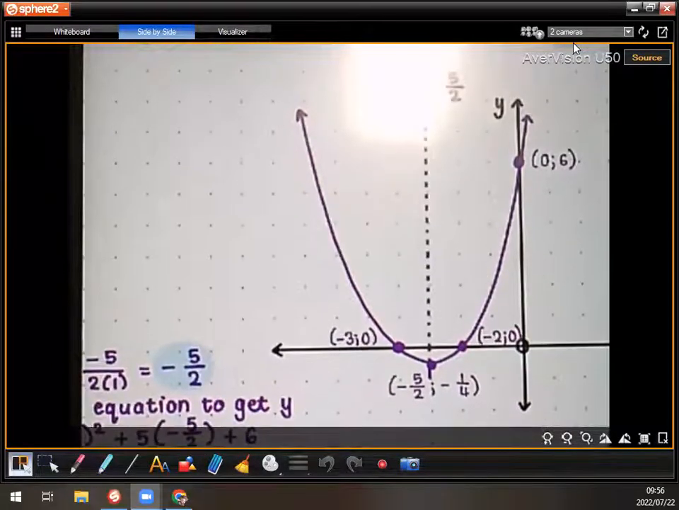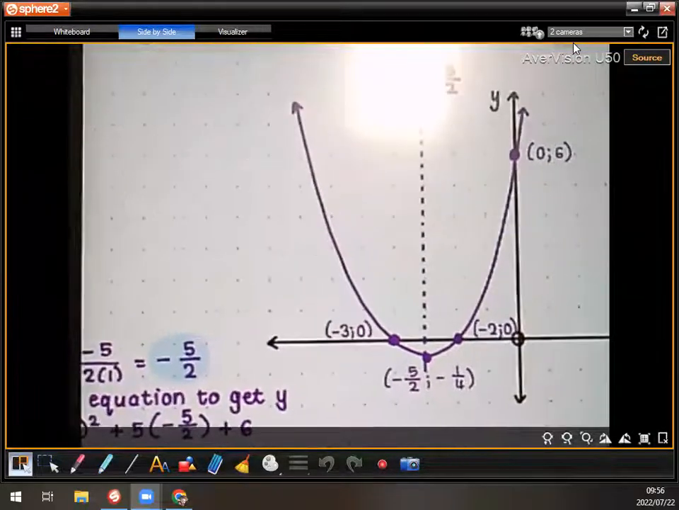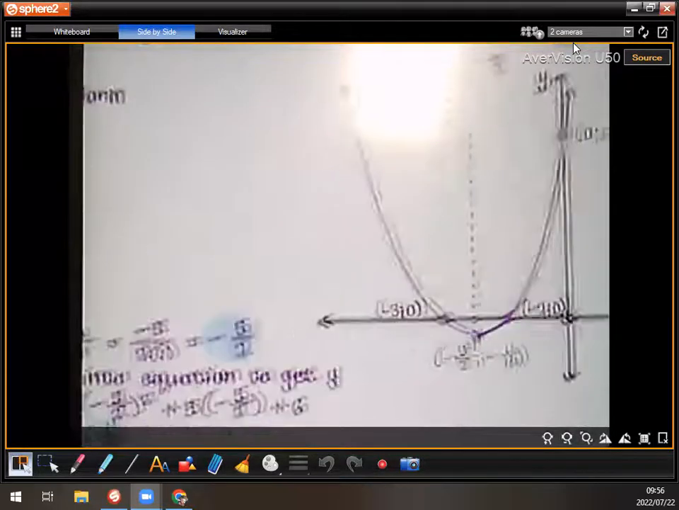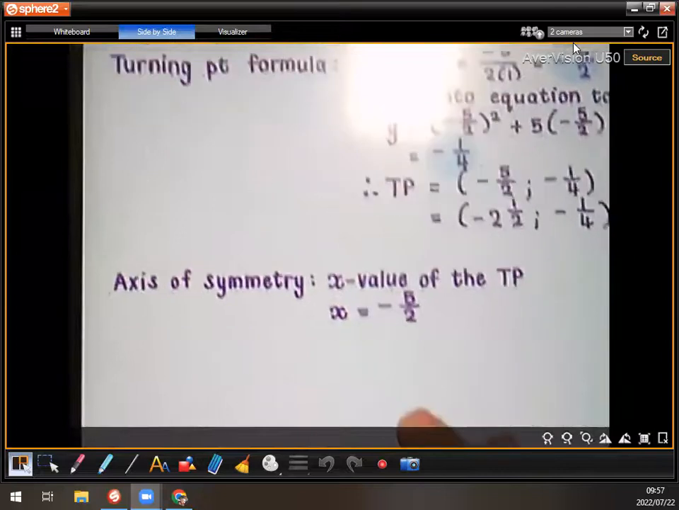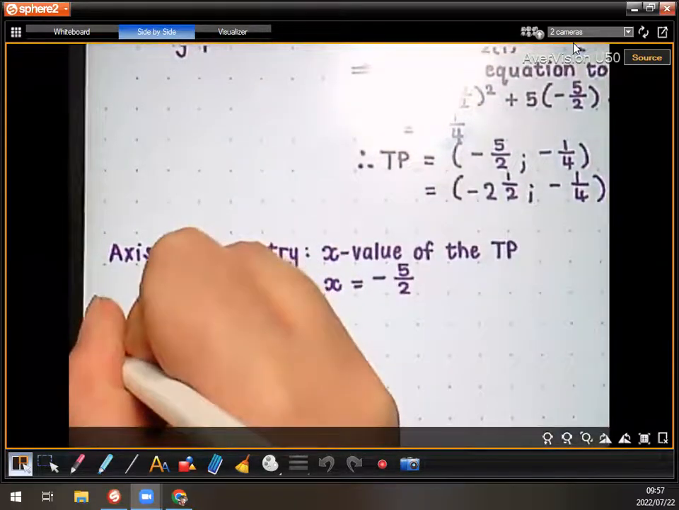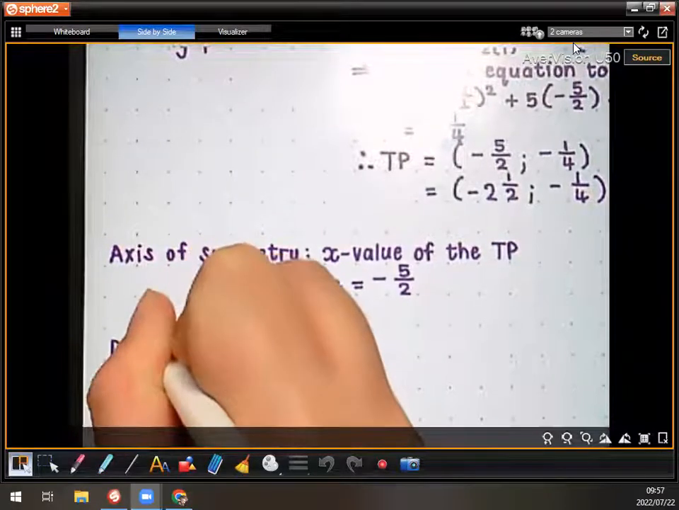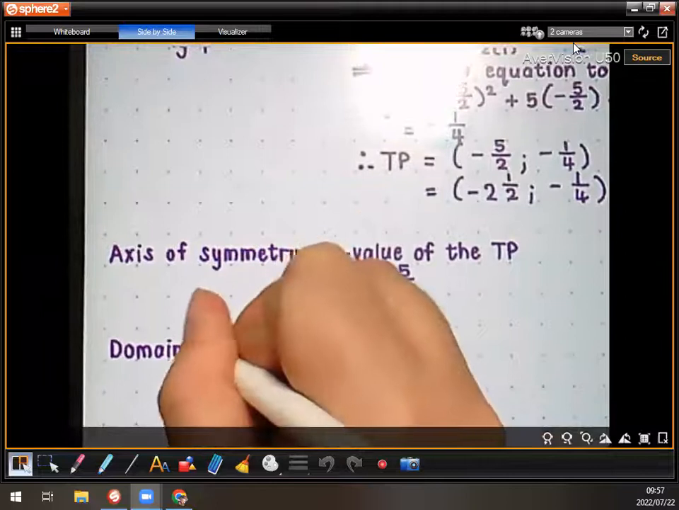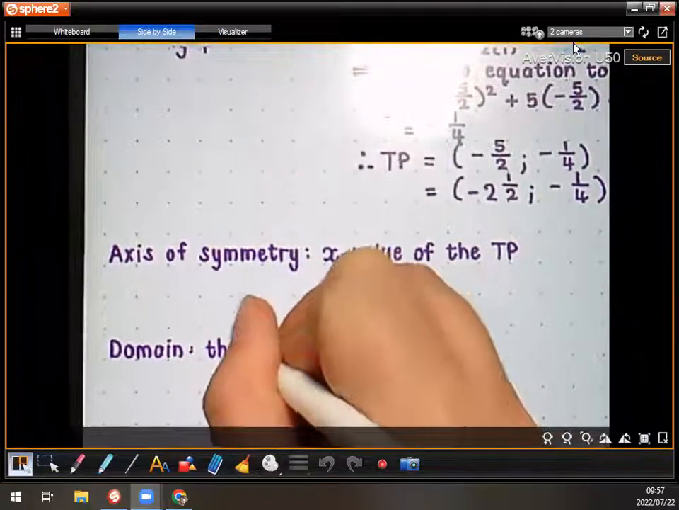Okay, something else we just need to talk about quickly is domain and range. I think we did discuss it when we spoke about trig graphs, and obviously it comes into play here as well. So I'm just going to write at the bottom a reminder of what the domain and the range actually are. Domain is the set of all x values on your graph.